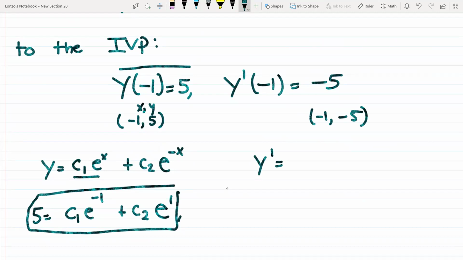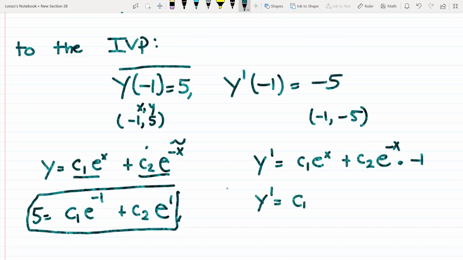What's the derivative of c1 e to the x? It's just itself, c1 e to the x, right? What's the derivative of the second term, c2 e to the negative x? Don't worry about the c2, it's a constant, so bring it down. Just worry about e to the negative x. It's e to the negative x times the derivative of the power, which is -1. So y prime is going to be c1 e to the x, and then -1 times c2 is negative c2 e to the negative x, right?